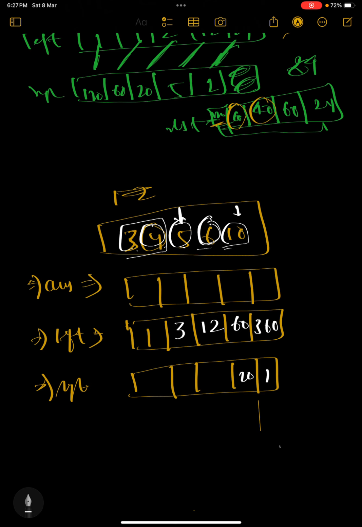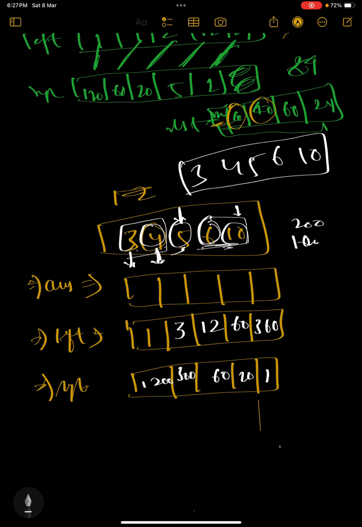If I am at 5, the product of all to the right, 60. Okay, if I am at 4, the product should be 10 into 6, 60 into 5, 300. And if I am at 3, the product will be 5, 4, 20, 20 into 10, 200, 200 into 6, 1200. Okay, so I filled the left and right arrays. So as you can see, the given array was 3, 4, 5, 6, 10.